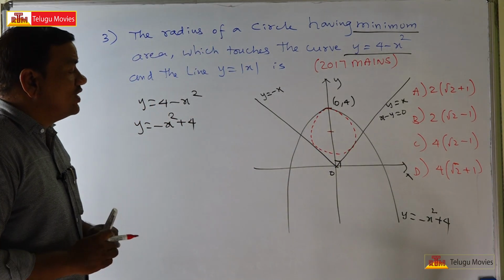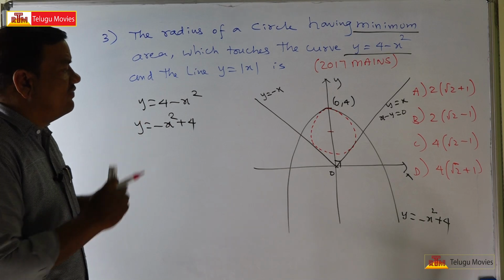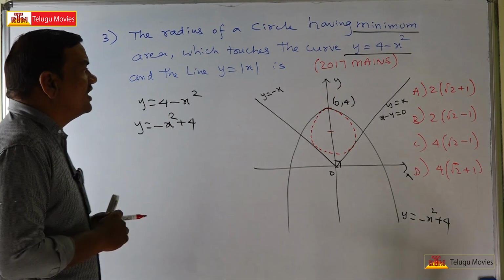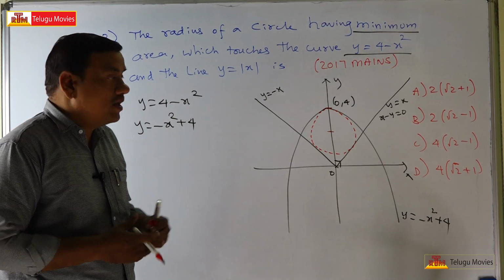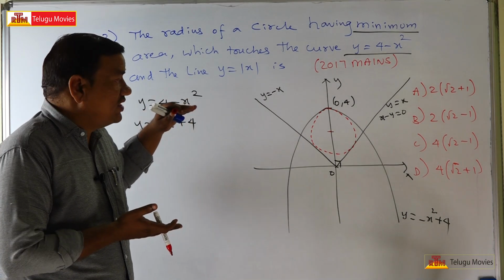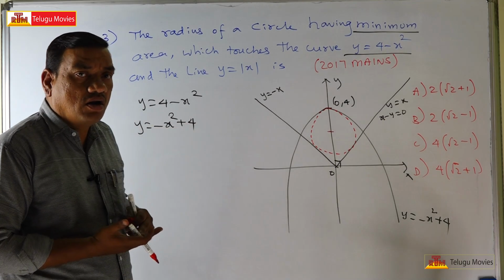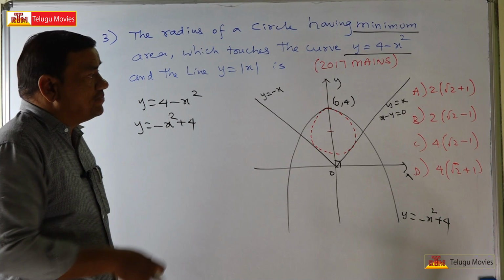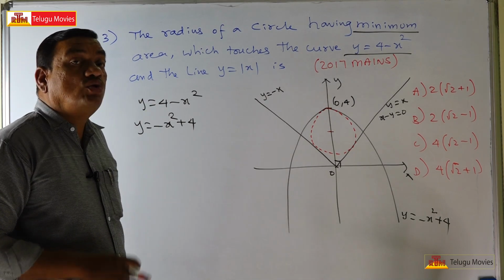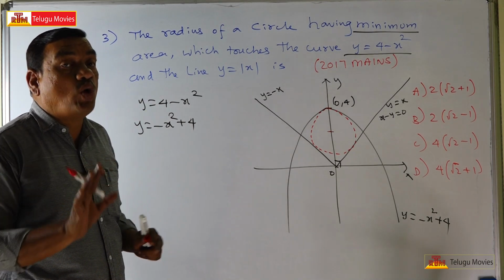Generally students will immediately think about finding the equation of the circle in terms of r and creating one function for maxima minima. Now observe the options. In these 4 options you can eliminate 2 options.